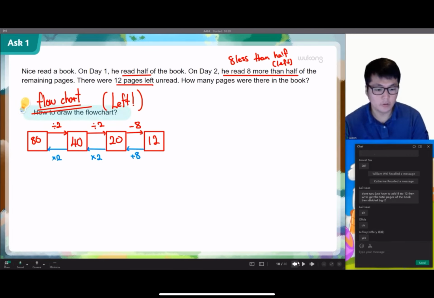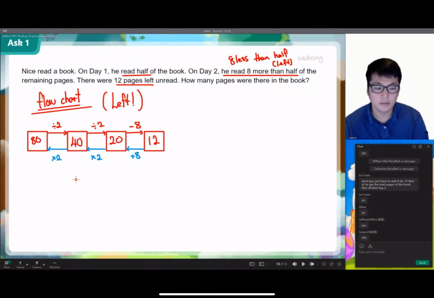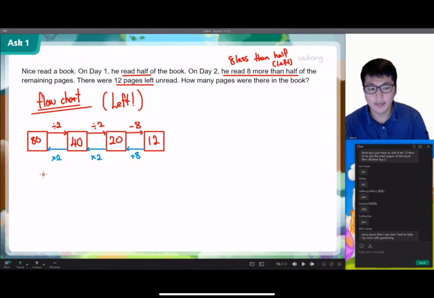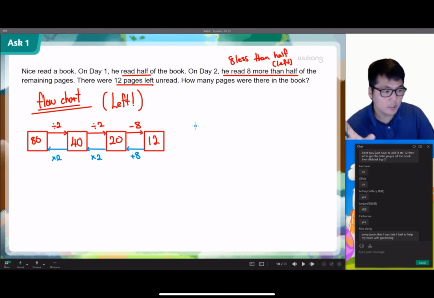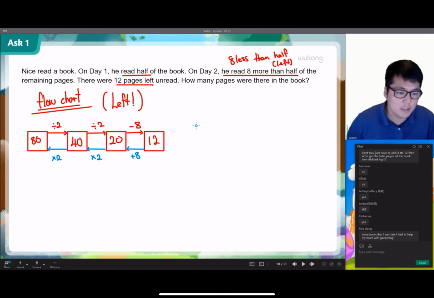So this is the flowchart. Now, guys, in today's lesson, I'm going to check whether you have the correct answer and whether you have the correct flowchart. Make sure you have arrows and what you're doing going forward, guys, and then you must have arrows going backwards and opposite to what you did before. Okay? Now, don't tell me, oh, I forgot how to draw a flowchart, Jason. Sorry. No second chances. You need to know how to draw a flowchart.